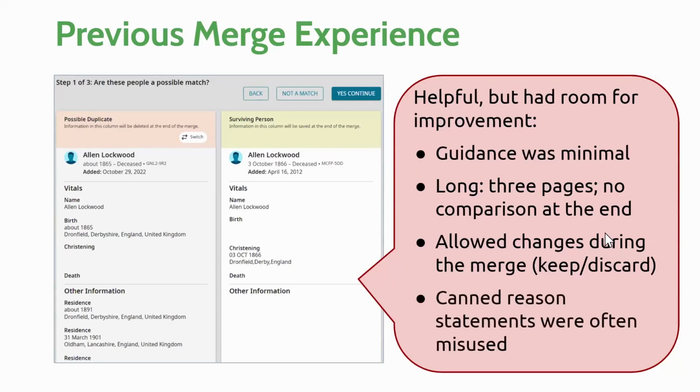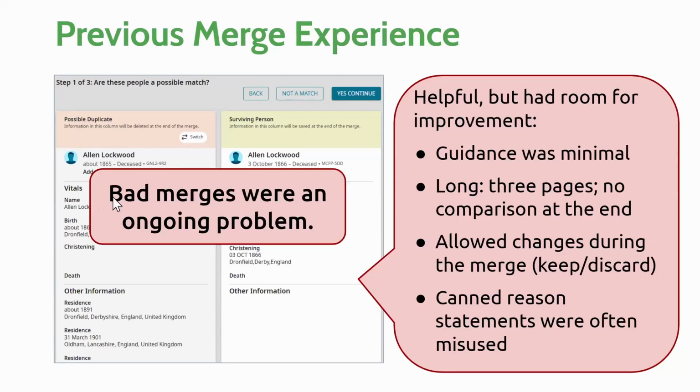The last item, you guys will probably laugh, those of you who have been through this class before, but you know that I am not a fan of those canned reason statements, mainly because they were just misused so often. For instance, people would often choose the one that said everything matches when it clearly didn't. And so FamilySearch found that these statements were just not offering useful information a lot of the time because they weren't accurate. Bad merges were an ongoing problem. It was very clear that people needed better guidance in merging.